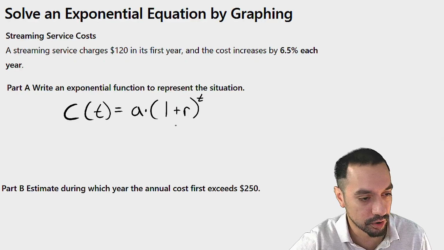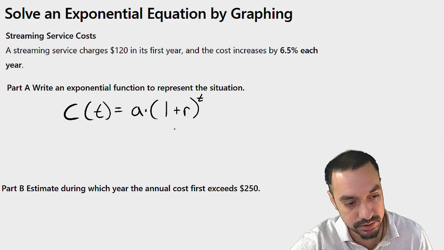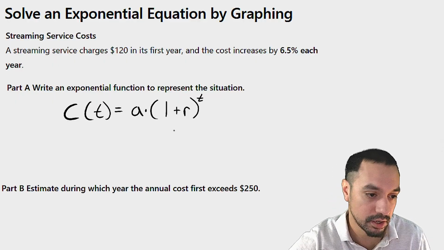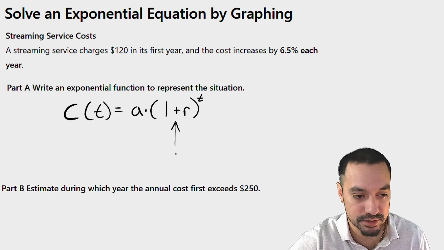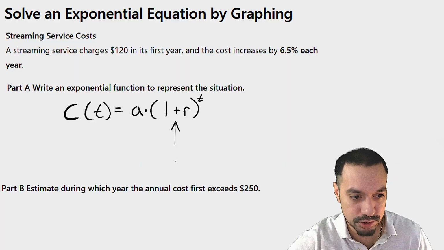If we were decreasing in price, for example, a car, cars depreciate in value, we would use a subtraction sign here instead. But regardless, you should be getting this formula from your teacher. So now that we have our formula, we just need to fill it in.